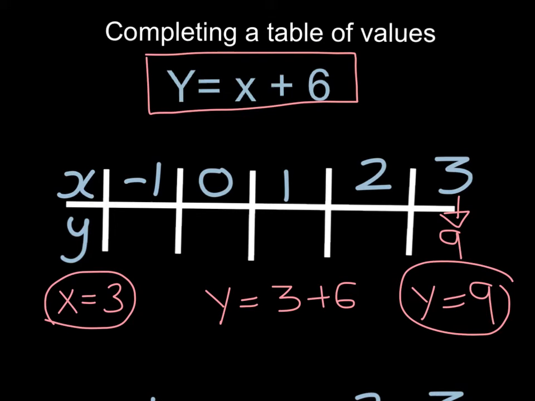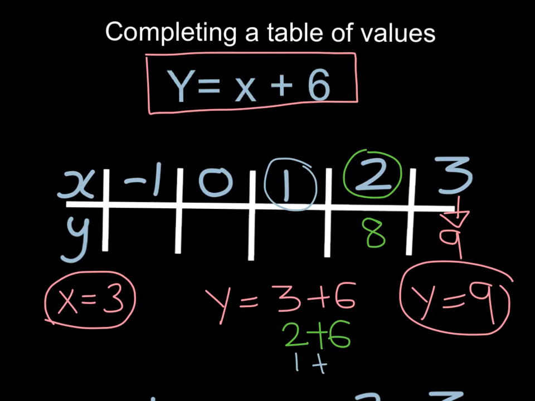Then you just need to keep changing the value for the x, because x can have many coordinate values for the graph. So if we picked 2 for our next one, when x is 2, this time we'll be putting 2 plus 6. So that's going to give us 8. And then keep changing. If x is 1, we would be doing 1 plus 6. And that will give you 7.